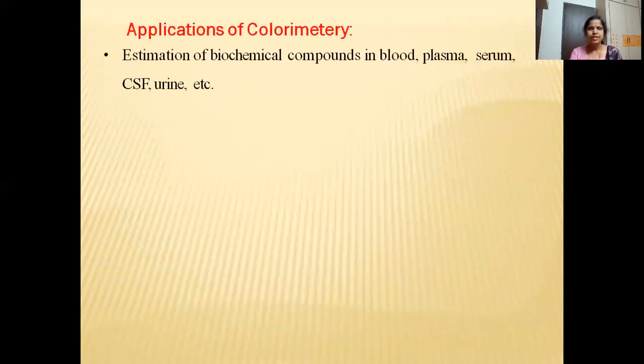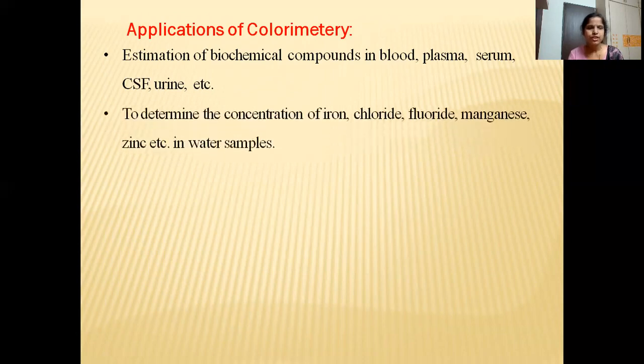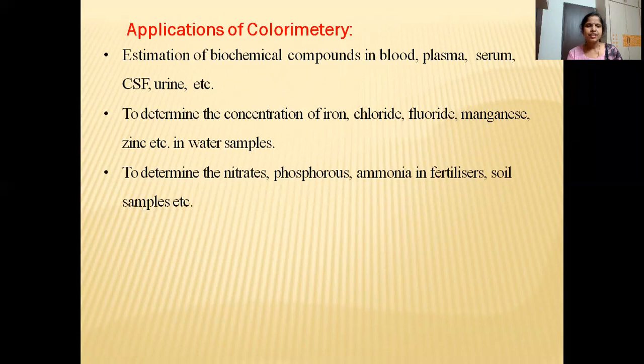Now we'll see what the applications of colorimetry are. By using the same Beer-Lambert law, we can easily find the concentration of any biological compound present in blood, plasma, serum, CSF, that is cerebrospinal fluid, urine, etc. We can also determine the concentration of iron, chloride, fluoride, manganese, zinc in water samples; nitrates, phosphorus, ammonia in fertilizers and soil samples; and hemoglobin in blood samples.